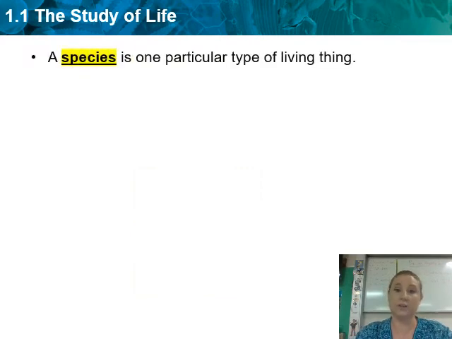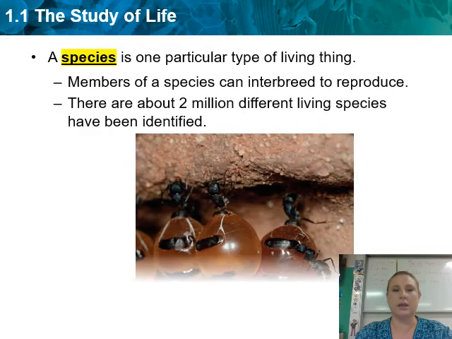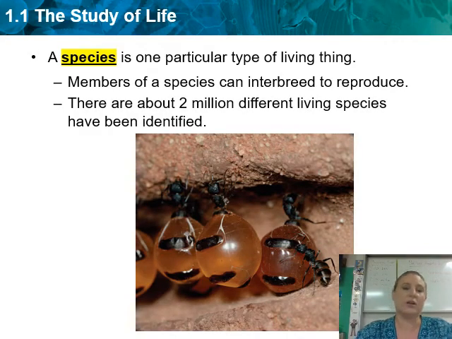And actually, most of our rainforests are found right along that equator. Next thing, a species. And this is, again, one of our vocabulary words. A species is one particular type of living thing. And in general, only members of the same species can interbreed to reproduce. That's in general. There are some exceptions to this, but for the most part, what we need to know is that only members of the same species can interbreed and make more of themselves.